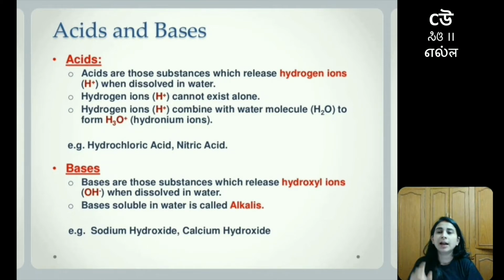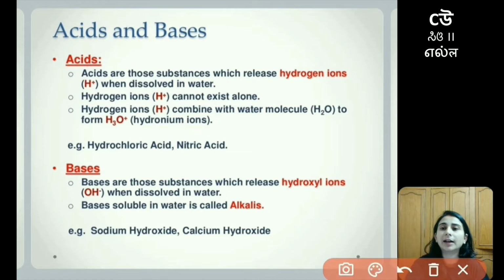So water has a molecular formula of H2O. Hydrogen ion means H+. So when both the things will combine together, we'll get hydronium ion, that is H3O with a plus sign. So this H3O with a plus sign indicates that okay, this is a hydronium ion.